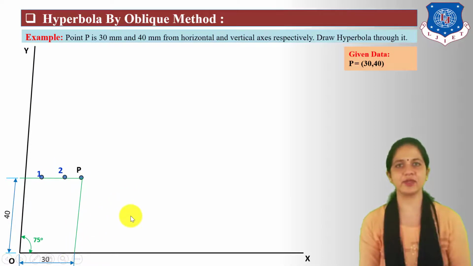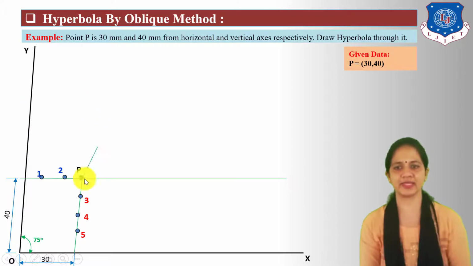Divide this line into equal or unequal 4 parts and mark here points as 3, 4 and 5. Now extend this line parallel to x-axis from P point and extend this line parallel to y-axis from P point.